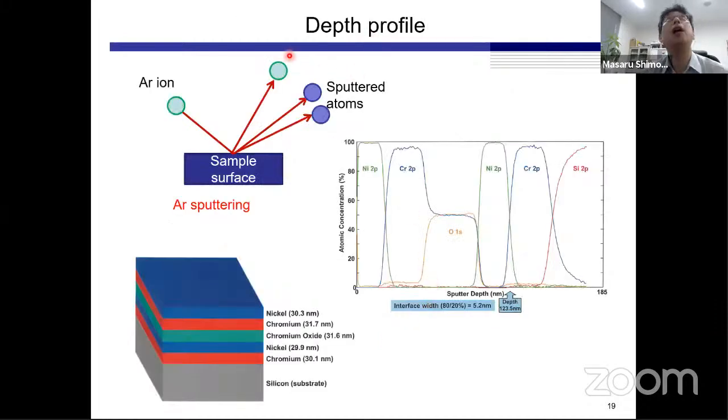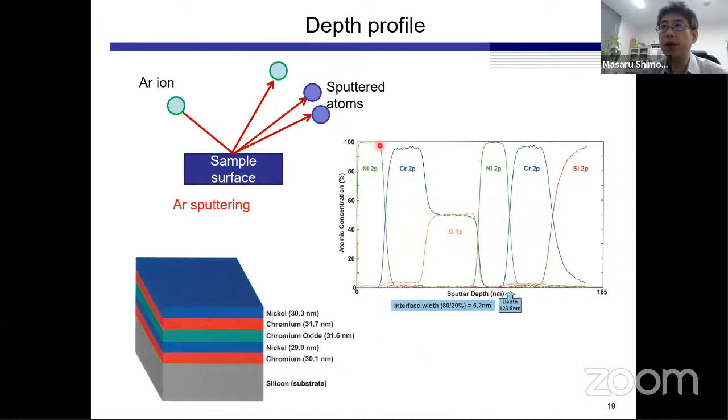And then the second application part is the depth profile. By using argon ion, the surface atoms can be removed. This is an example of a multi-thin film system. On silicon: chromium, nickel, chromium oxide, chromium, and then nickel. So five-layer thin films are formed with a certain thickness, for example 30 nanometer each. And this is the result of XPS peak height. In this case, the horizontal axis is sputter depth. It can be calculated by the sputtering time.